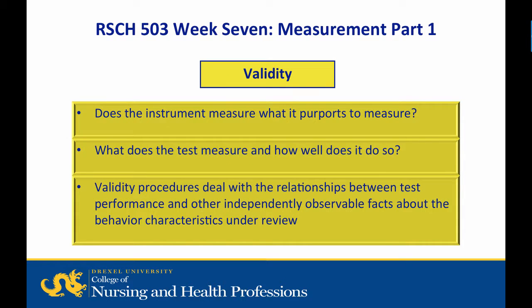Two key concepts in instrumentation include validity and reliability. Validity of an instrument means, essentially, does the instrument measure what it purports to measure? If the instrument is thought to measure what it purports to measure, how well does it do so? Instrument validity procedures deal with the relationships between performance on an instrument or test and other independently observable facts about the behavior characteristics under review.